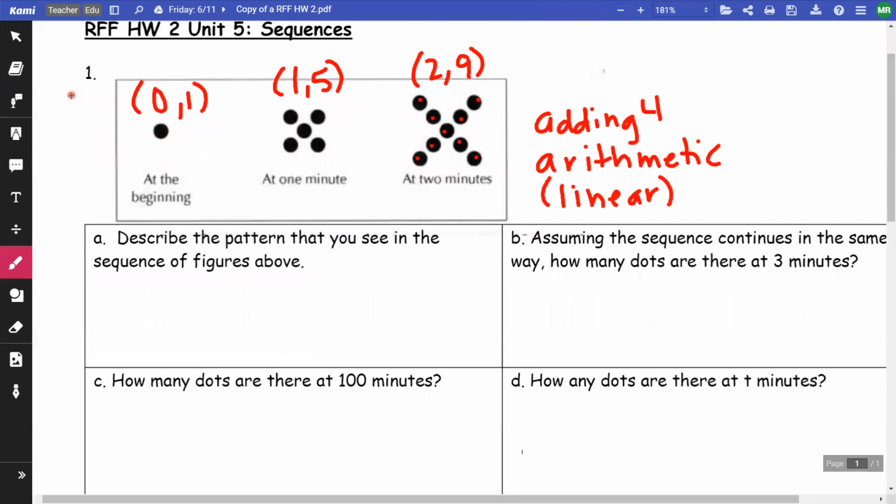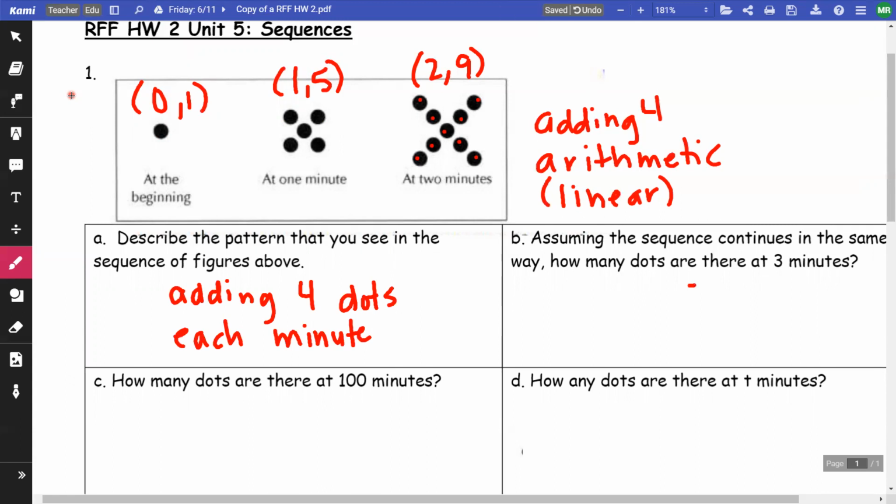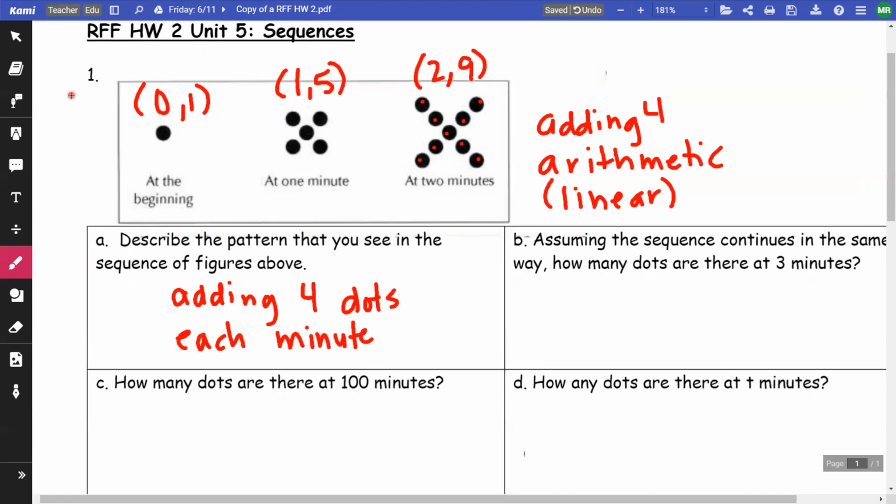Describe the pattern that you see in the sequence of figures above. Adding 4 dots each minute. Assuming the sequence continues in the same way, how many dots are there at 3 minutes? Well, I would go 9, which is my last one, plus 4 is 13. So we'd have 13 dots.